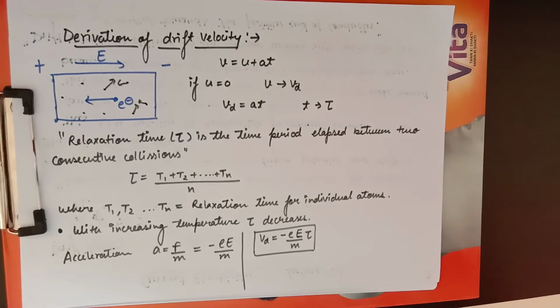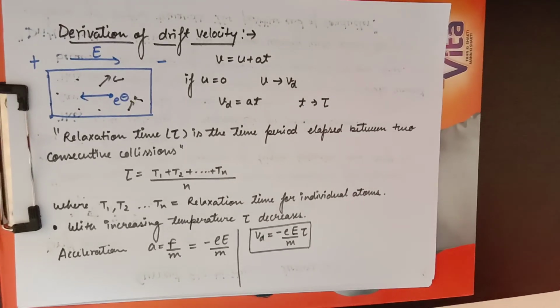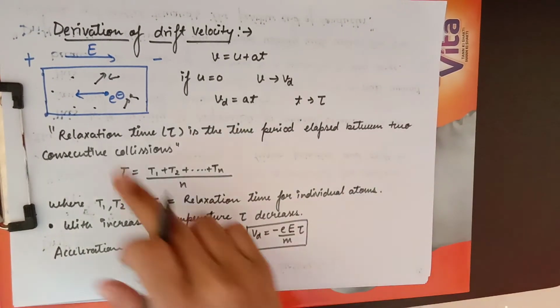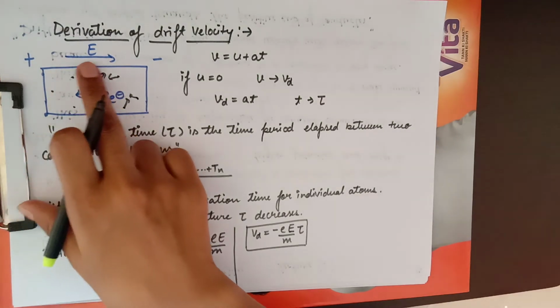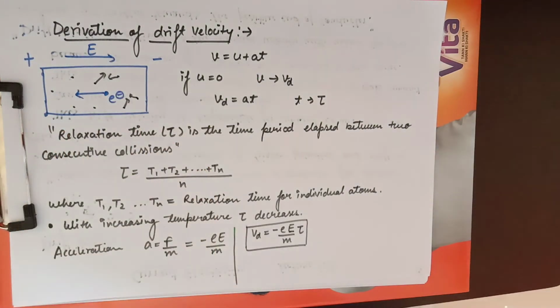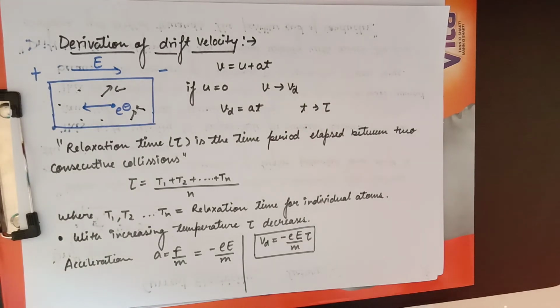This average velocity is due to application of electric field in one direction. You saw it here. This is due to the electric field in one direction. Hence it is called your drift velocity, as electrons drift towards the higher potential. I hope now you have understood the concept of drift velocity and also the derivation of drift velocity.